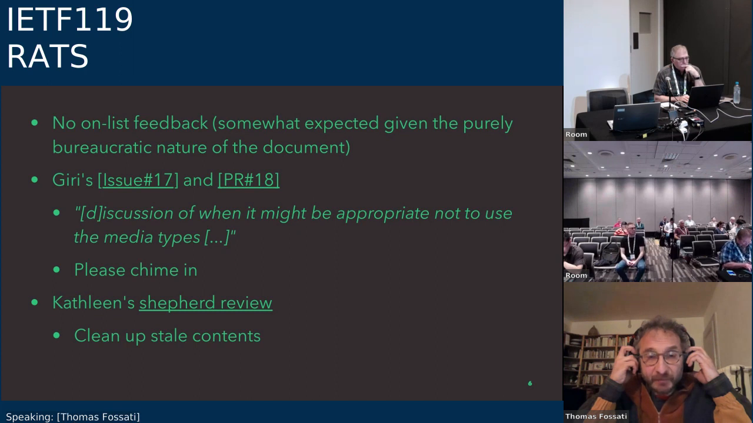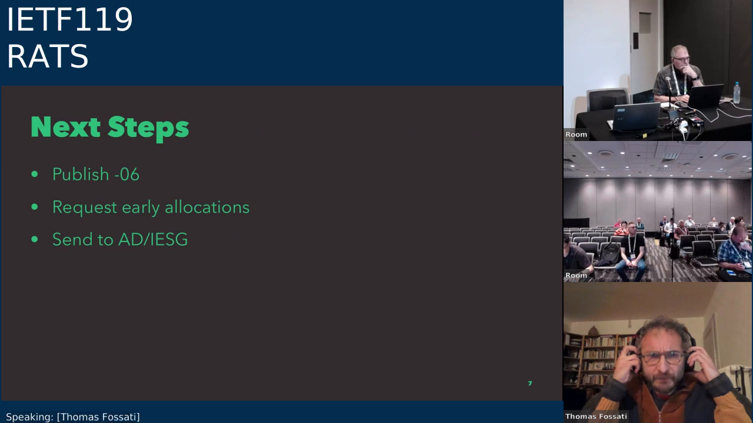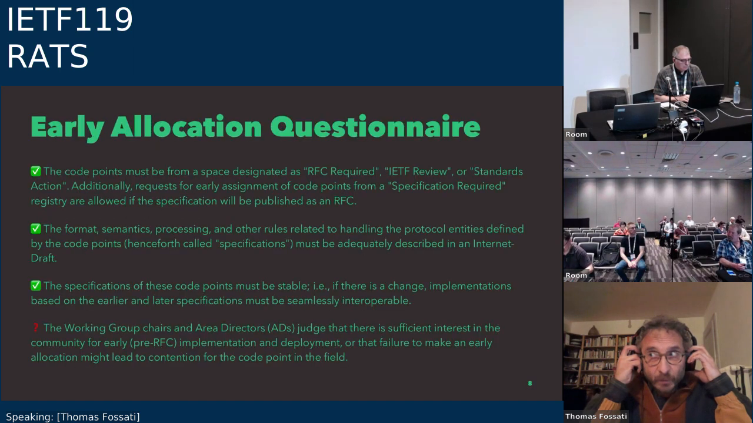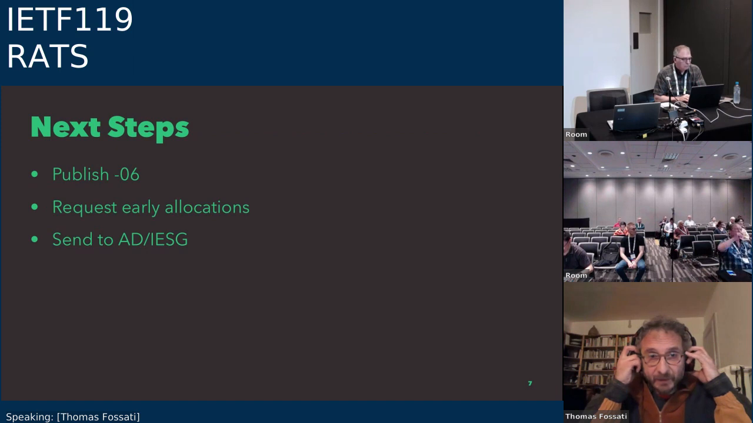We also had the Shepherd's review, so thank you, Kathleen, for pointing out the fact that we had some stale text in the document that we cleaned up now. So next, please. After we've concluded discussion on Jiri's issue, we are ready to publish 06, and I think that would be the final version of this draft before we send it to the area director and IESG. Next, what we wanted to have is an early allocation for these media types, because at this point in time we are blocking other documents. For example, the PSA draft is blocked on the EAT+CWT media type, and that would unblock them.